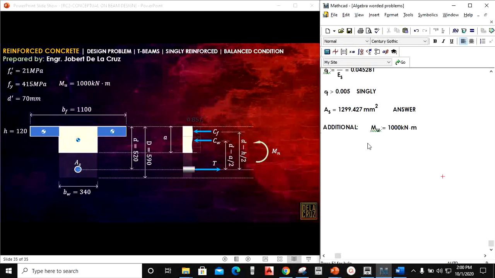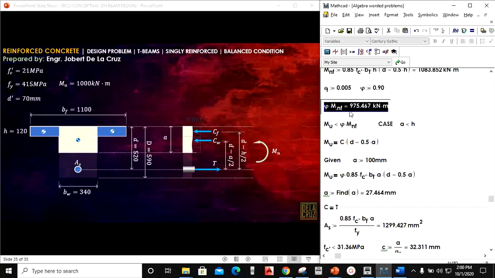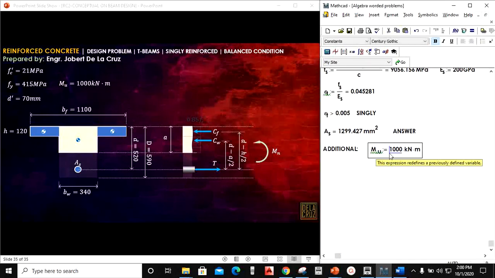If we compare this to the phi Mnf, where is that? We computed it earlier, the capacity of the flange. This one, phi Mnf. Just follow. As you can see, our Mu exceeds this phi Mnf. It has exceeded. That means we need this beam width here. The a will go beyond our h. That means our a should be greater than the thickness of this slab.